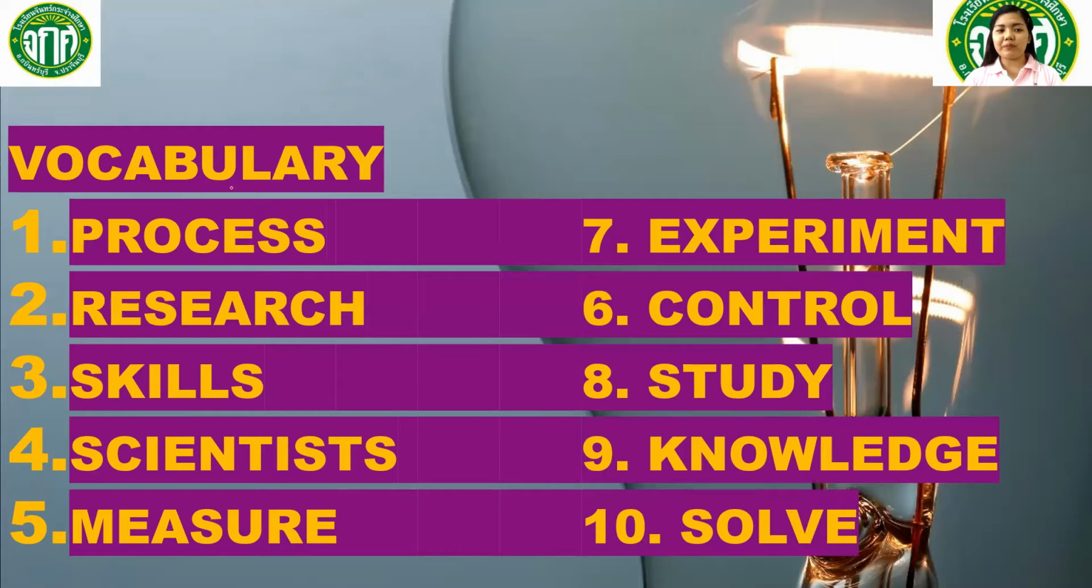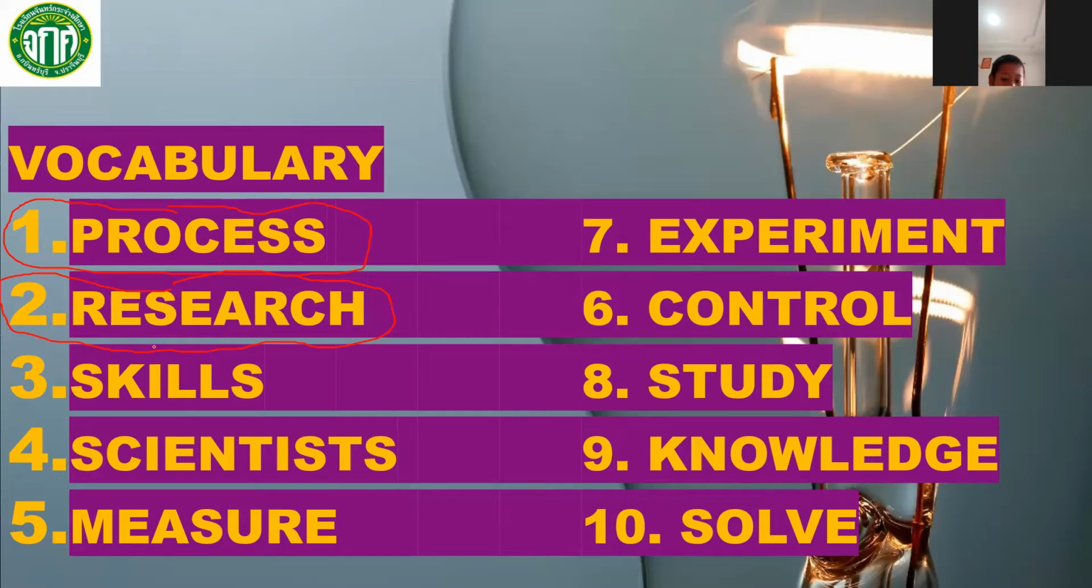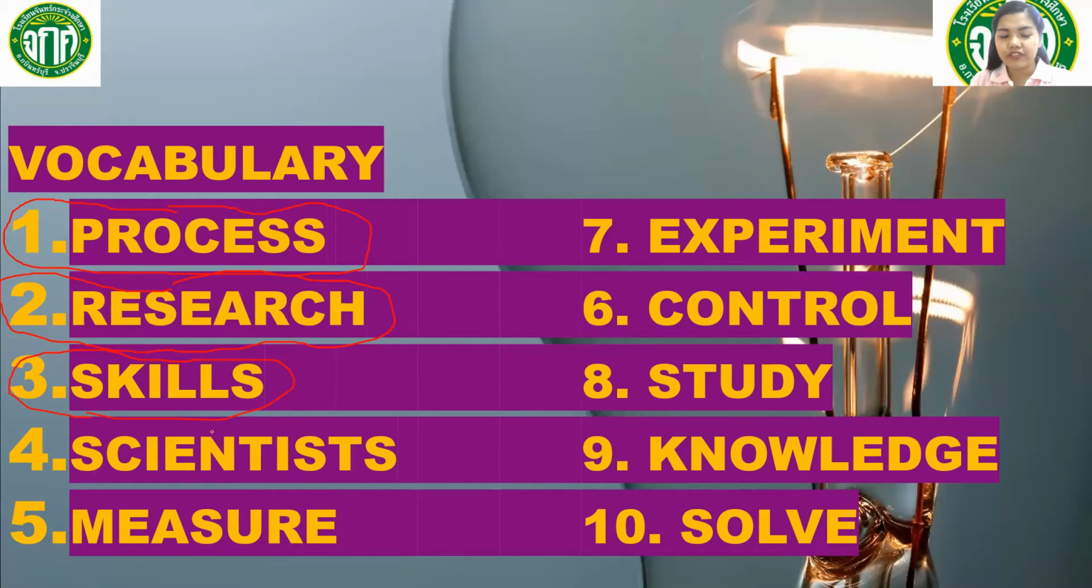Number 1, process. Again, number 1, process. Next, number 2, research. Number 3, skills. Again, skills. Number 4, scientists. And in number 5, measure, experiment.